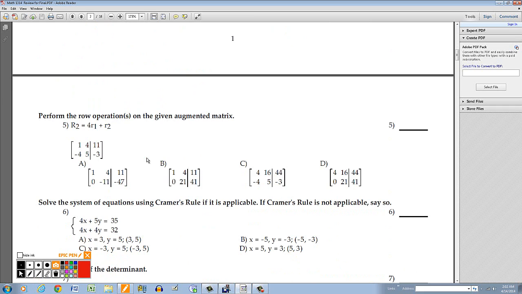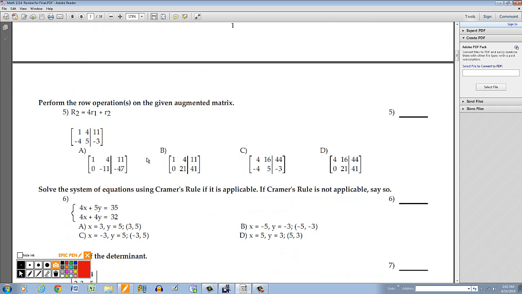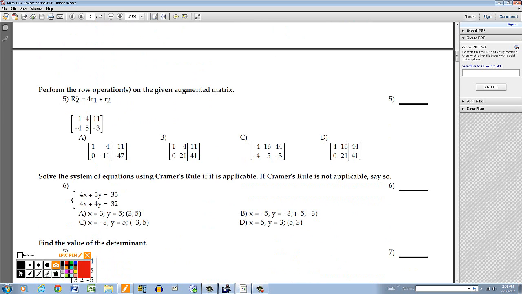Okay, number 5 says perform the row operations on the given augmented matrix. So this is row 2 is equal to, so this says multiply the components of row 1 by 4 and add to the components of row 2. Okay, so multiplying here by 4. 4 times 1 is 4, added to negative 4 is 0. 4 times 4, 16, added to 5 is 21. 4 times 11 is 44, added to negative 3 is 41. So that corresponds to B.